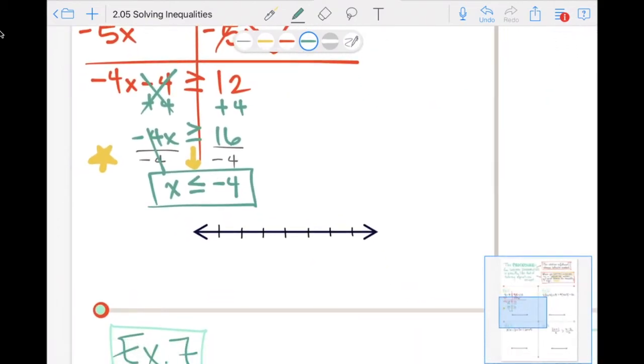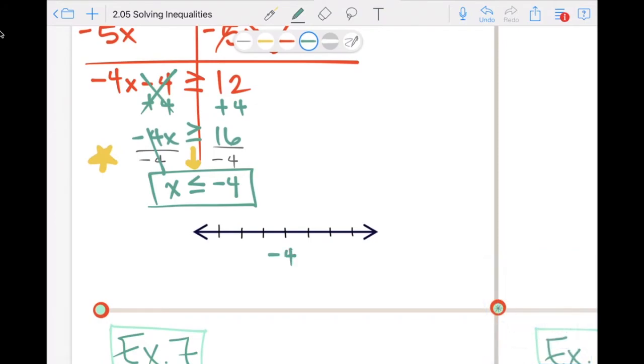Okay, now let's graph it. So let's say negative 4 is right here. This is saying that x can be anything that is smaller than, less than, negative 4. So what are the numbers less than negative 4? It could be things like negative 5 and negative 5.5 and negative 8 and negative 7.2. So it's all of the numbers on this side of negative 4. Now, is negative 4 included? Because it is a less than or equal to, negative 4 is included, so my dot is closed.